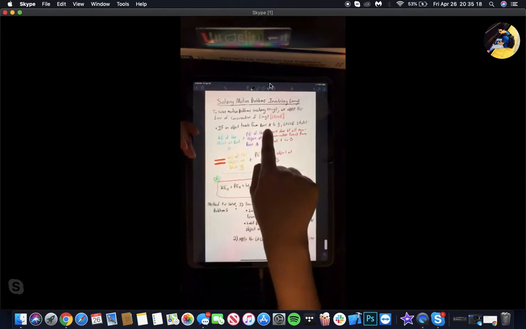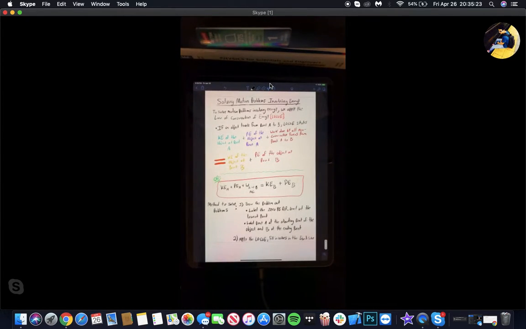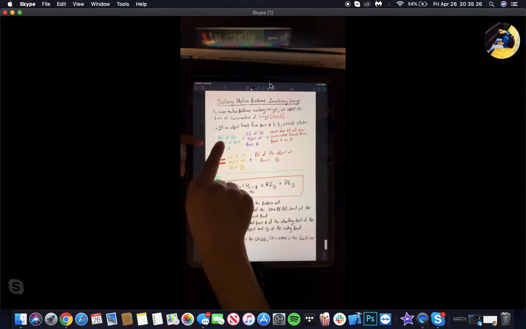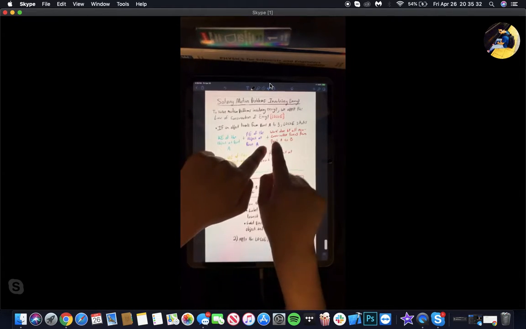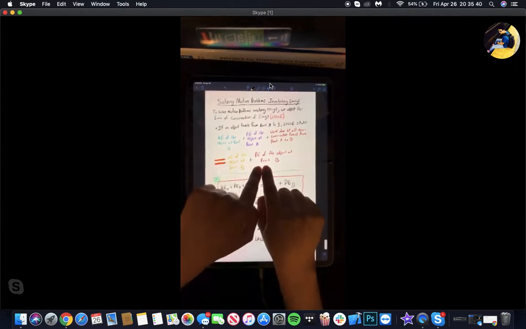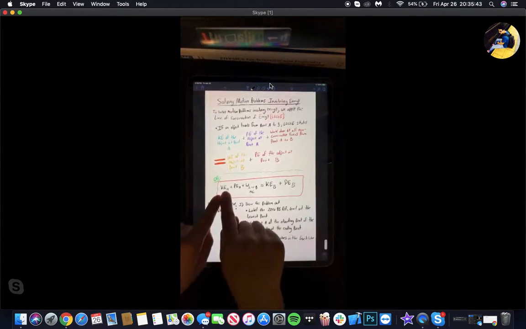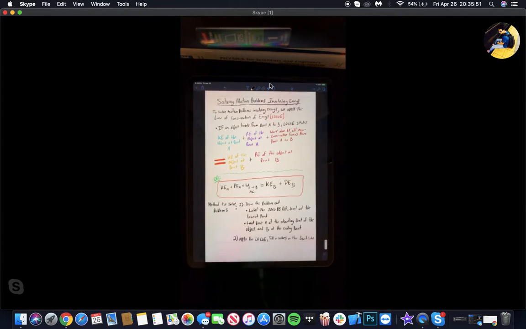If an object travels from point A to point B, then the kinetic energy of the object at point A plus the potential energy at point A plus the work done by all non-conservative forces from point A to point B equals the kinetic energy at point B plus the potential energy at point B. Or you could just see it as kinetic energy sub A plus potential energy sub A. This is your one equation. You could get everything from this.